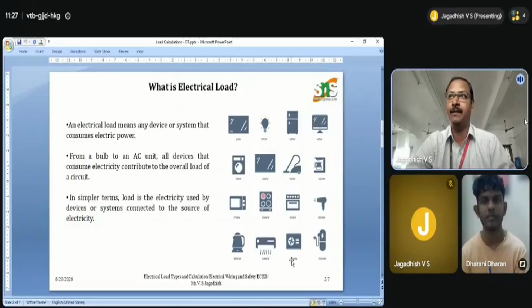I have listed a few images for our understanding. Even a simple fluorescent lamp, a simple light, and our day-to-day applications like air conditioning systems, washers, dishwashers, vacuum cleaners, hair dryers, and whatever consumes electricity or electric power is considered an electric load. Let me move on to the next slide.